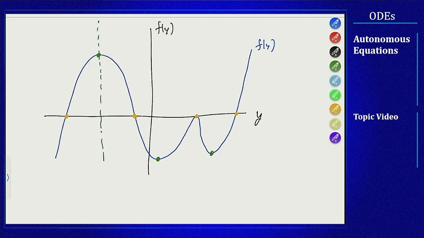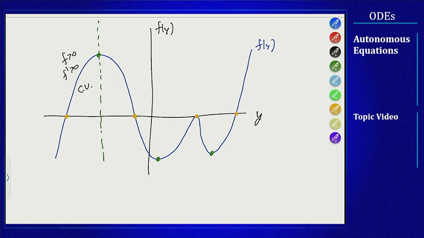If we look in the region here, between this first orange dot and the green dot, what is f? Well, f here is positive because I'm above the axis. So f is positive, and what is f prime? F prime is also positive because my graph is increasing up to that max value. They have the same sign, therefore the graph will be concave up for these values of y.